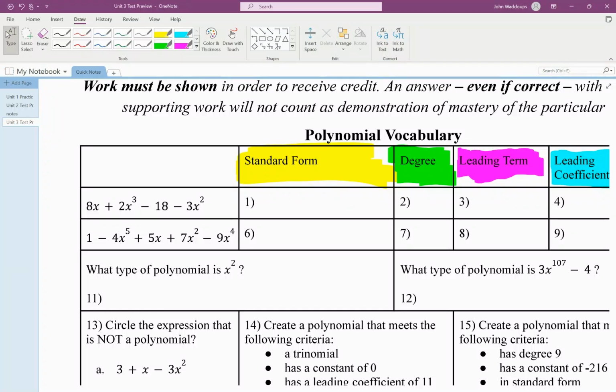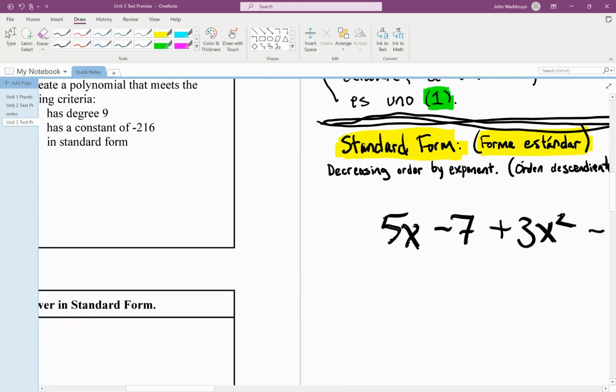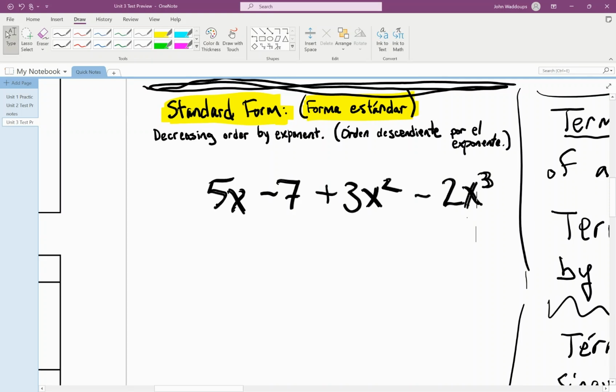We have a number of things to do, so I wrote out some things to help us go a little bit faster. First of all, standard form. If you have a polynomial, standard form means you put it in decreasing order by exponent. La forma estándar de un polinomio es en orden descendente por el exponente.